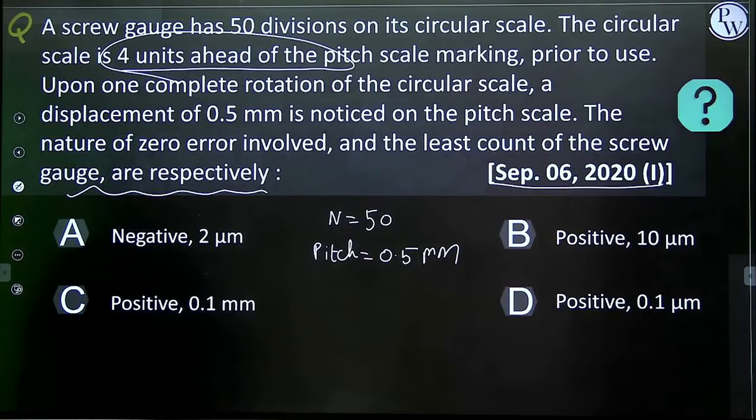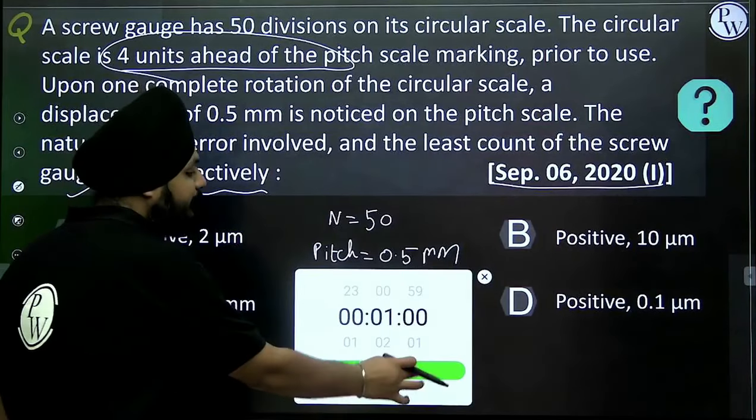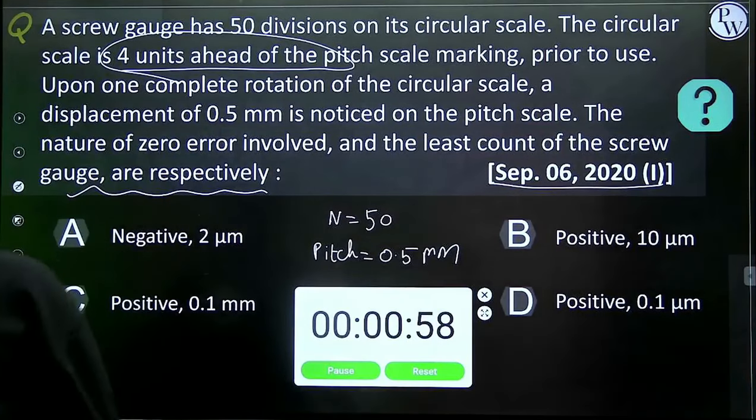Okay, no worries. Let's give you all a minute to solve this. It's very easy and very simple. Come on, everyone.